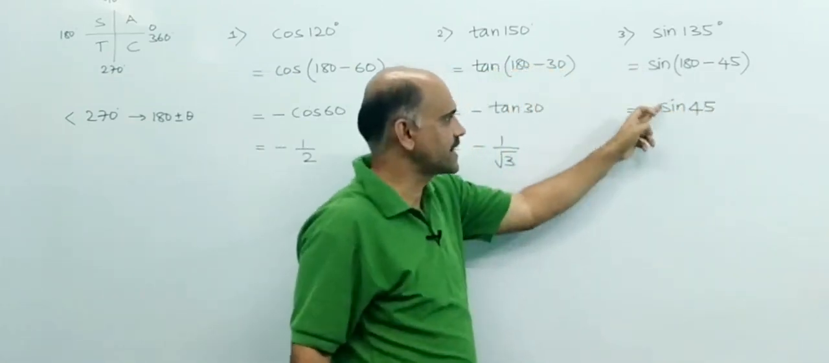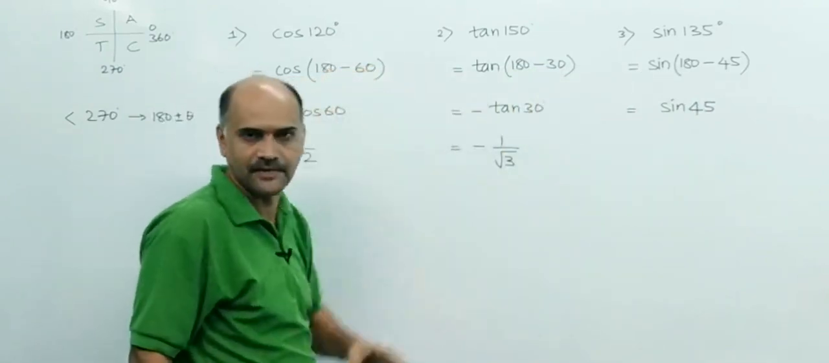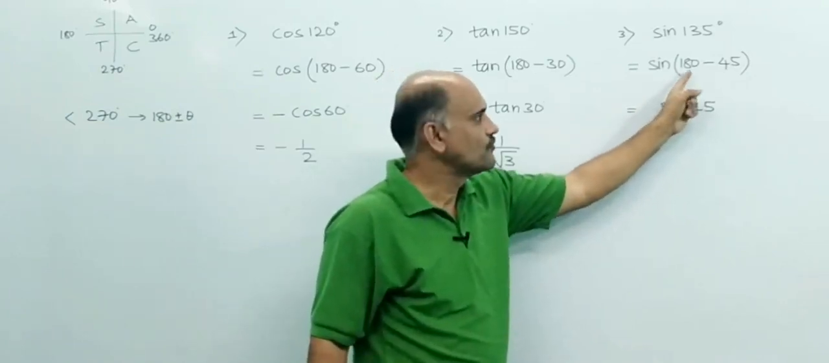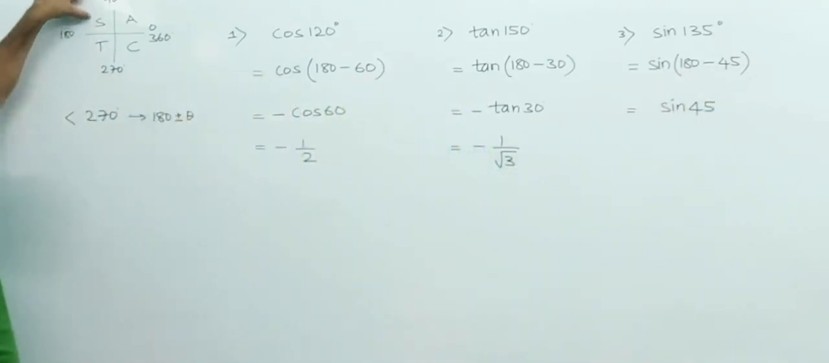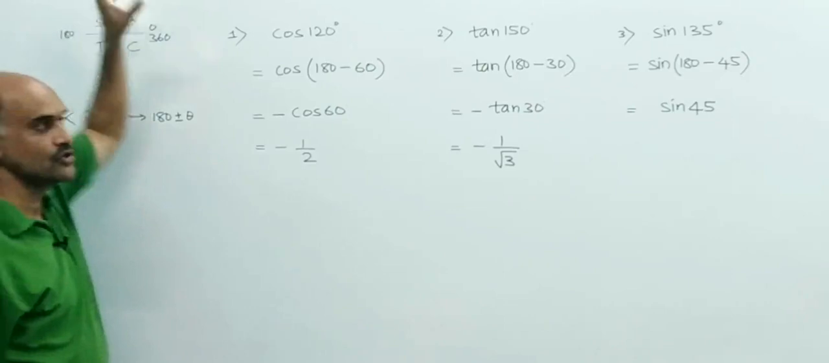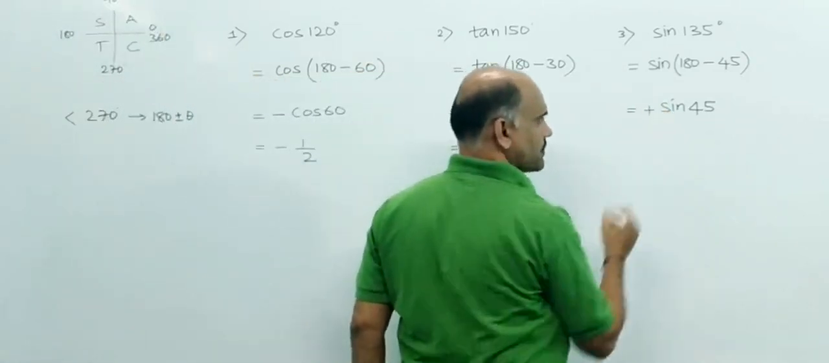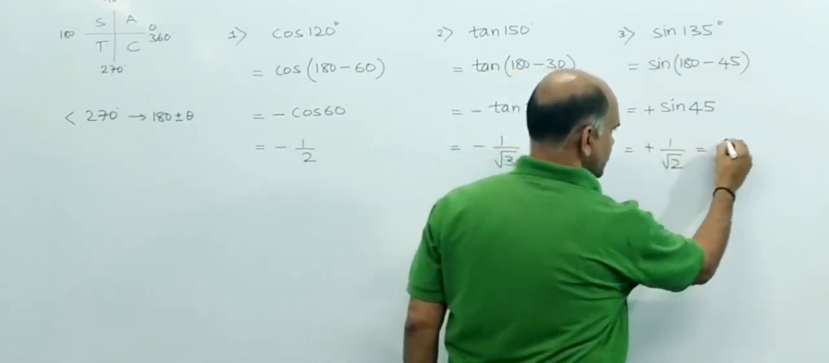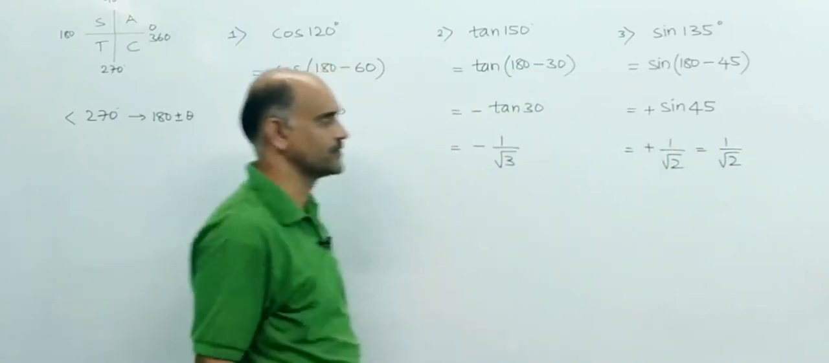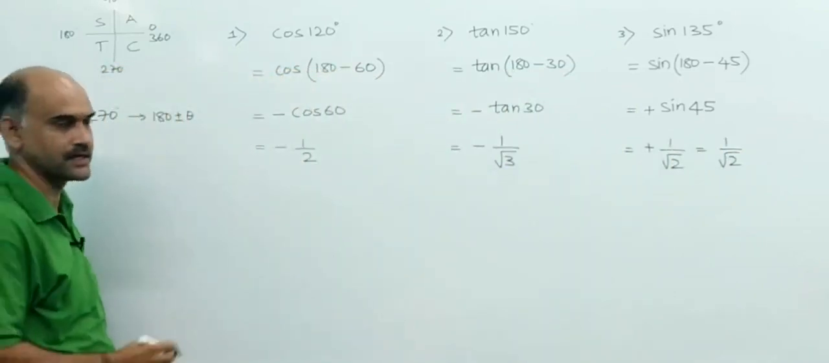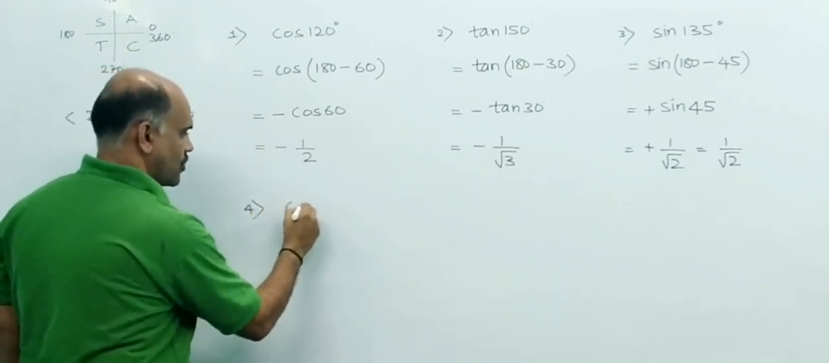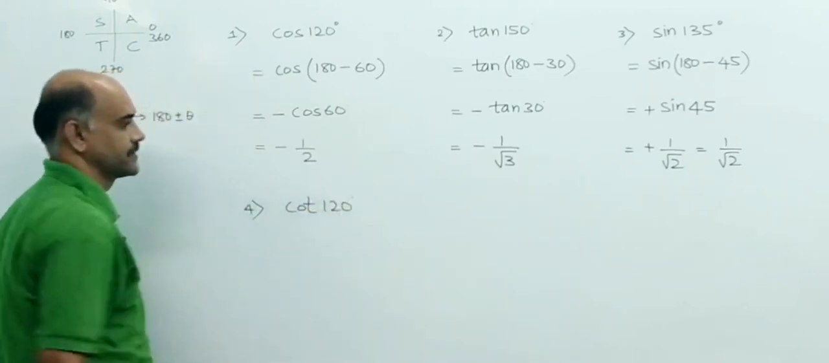So sine remains sine, cos remains cos, tan remains tan. Sine 45. Now whether this is plus or minus, you check. 180 minus means again in a second quadrant. In second quadrant sine is positive. So you will have plus sine 45. That is nothing but plus 1 by root 2, or just you can write 1 by root 2. Clear, students? Similarly, if I take fourth, I will take cot 120 degree.